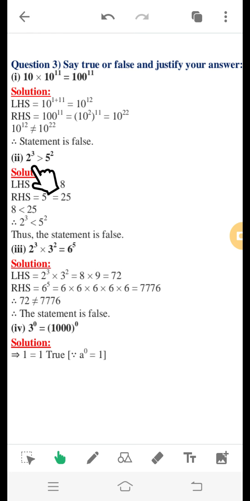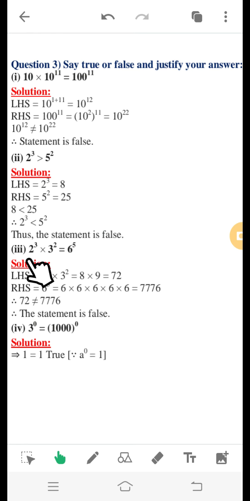Second one: 2 raised to 3 greater than 5 raised to 2. Simplify first of all 2 raised to 3. 2 2s are 4, 2 4s are 8. Right hand side, 5 square, 5 5s are 25. Here 8 is less than 25, therefore 2 raised to 3 is less than 5 square. So the statement is false.